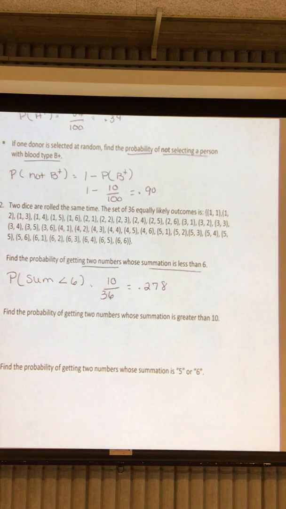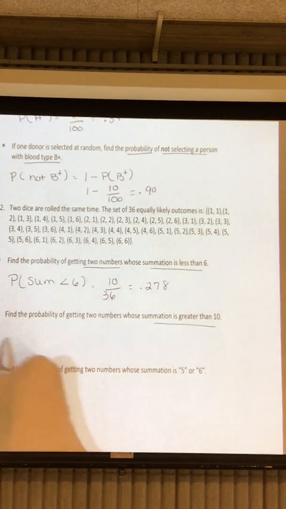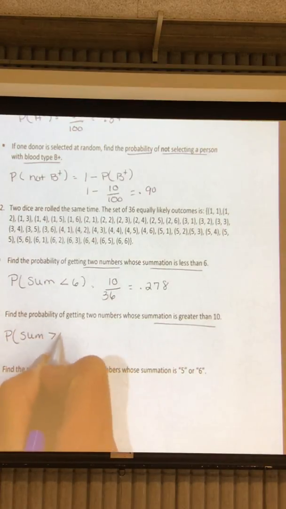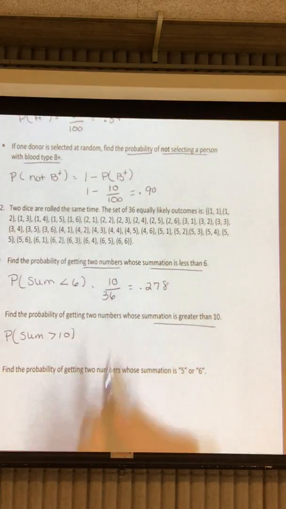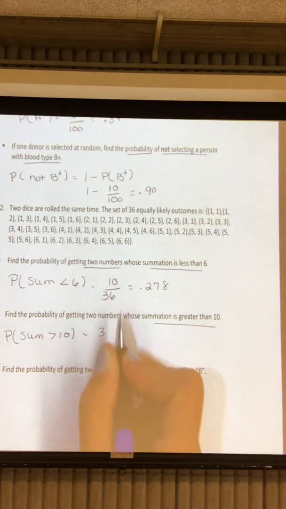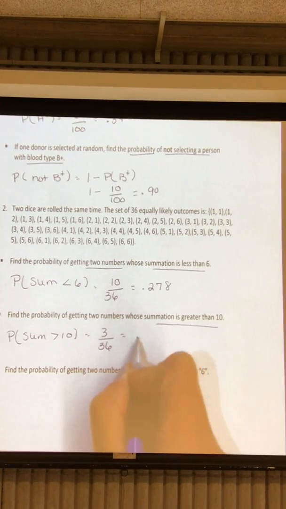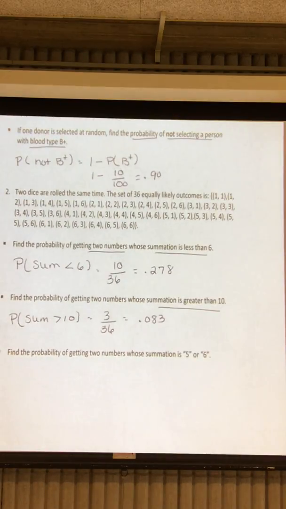The next problem, find the probability of getting 2 numbers whose summation is greater than 10. So the probability that the sum is greater than 10. Again, looking at your sample space, you've got 3 outcomes whose summation is greater than 10. So 3 over 36 is 0.083.